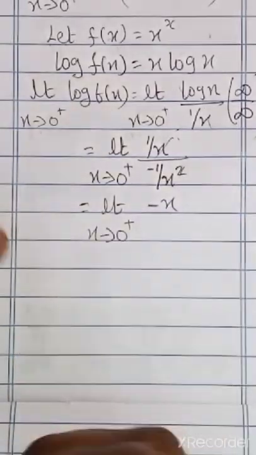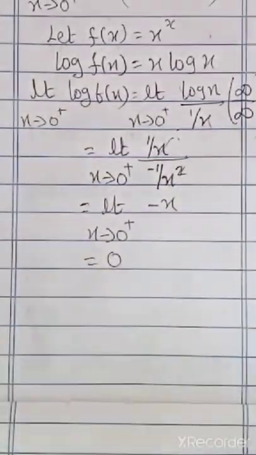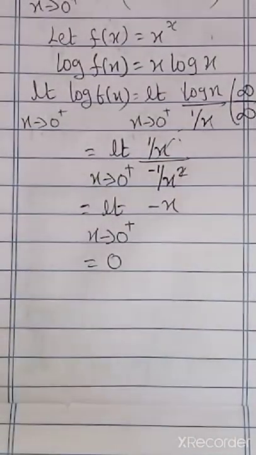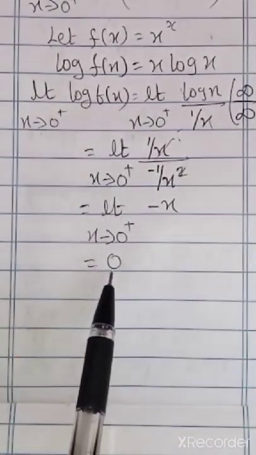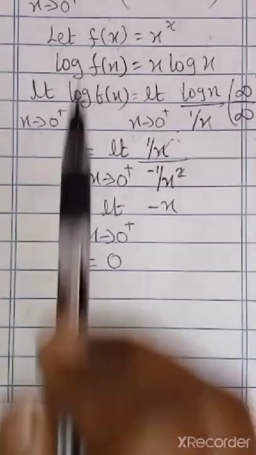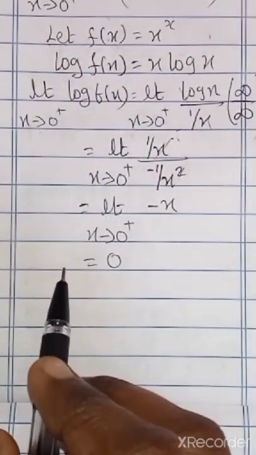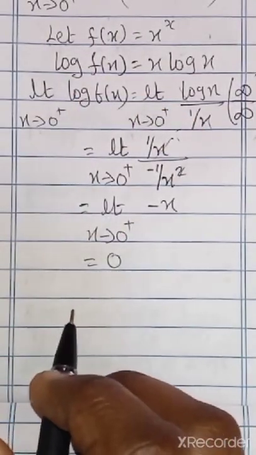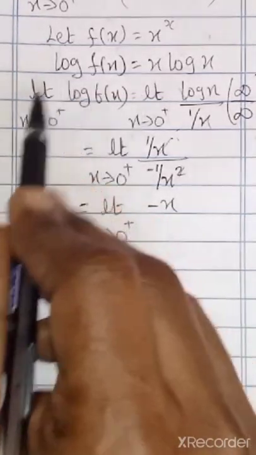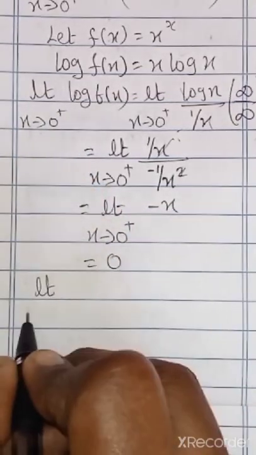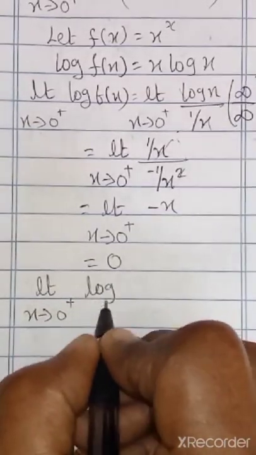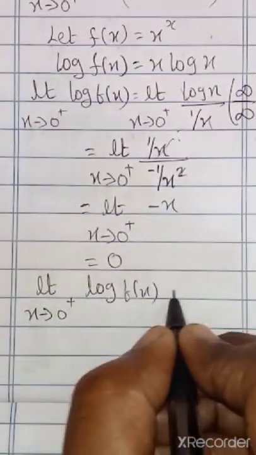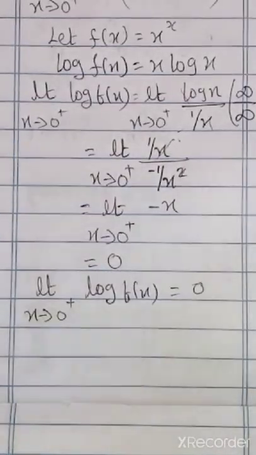Okay, if I substitute x equal to 0, you will get answer as 0, correct? But what answer we got? Limit log f of x equal to 0. But we have to find out for limit x power x only, correct? So what we are going to take is, left hand side is what? Limit x tends to 0 plus log f of x equal to 0 we got, correct?